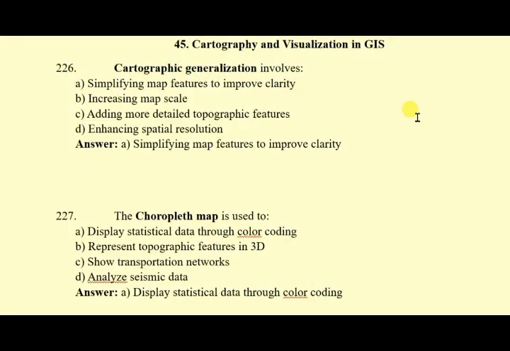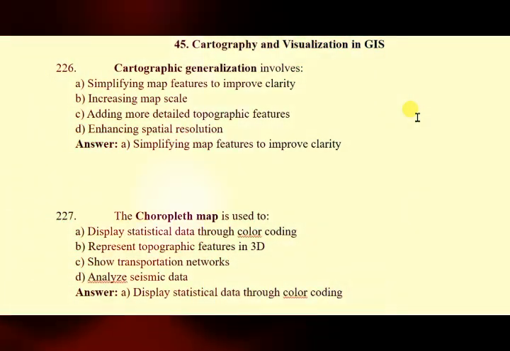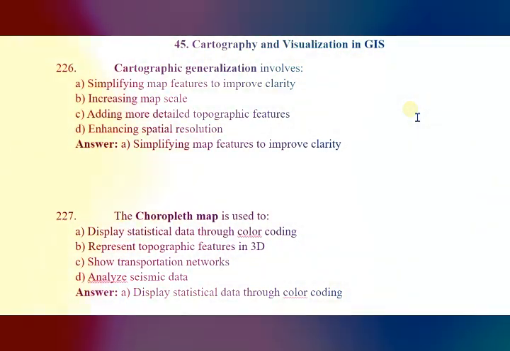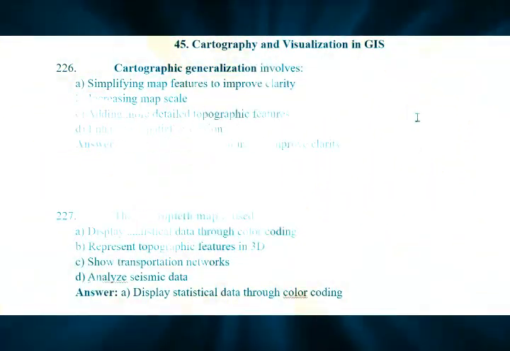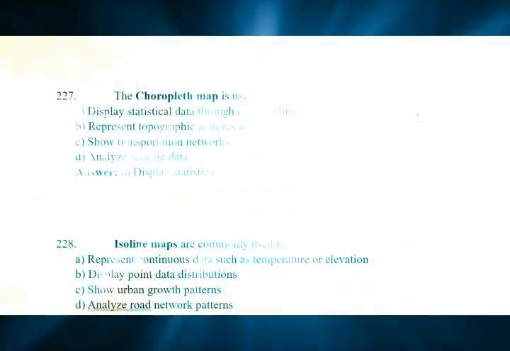Category 45. Cartography and visualization in GIS. Question 226. Cartographic generalization involves simplifying map features to improve clarity, increasing map scale, adding more detailed topographic features, enhancing spatial resolution. Here the right answer will be simplifying map features to improve clarity.